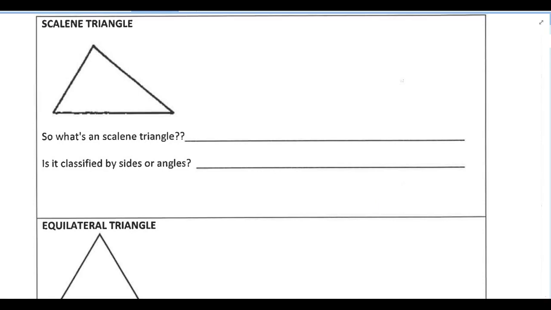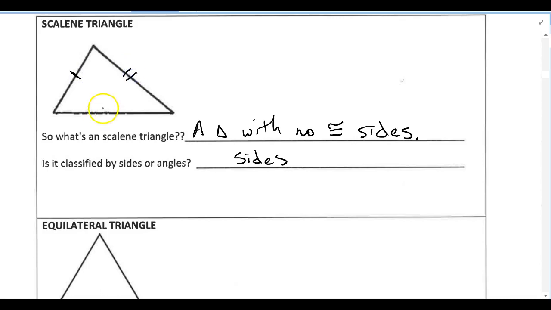So let's get started. We've got a scalene triangle. Hopefully you found out that a scalene triangle is a triangle with no congruent sides. And this is one of our ways to classify by sides. If I was going to show this in the picture with tick marks, I would put a different tick mark on each side.